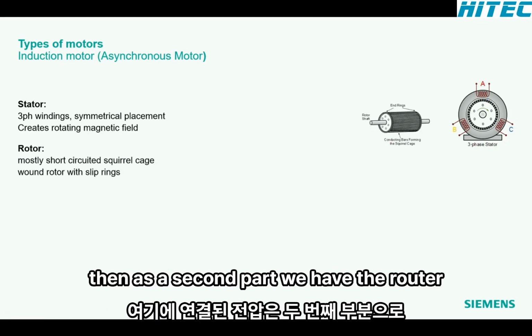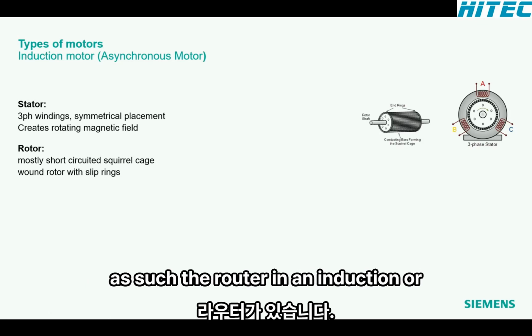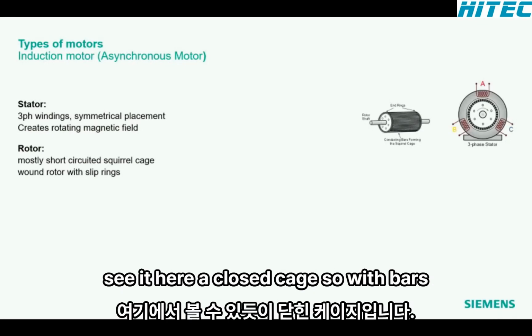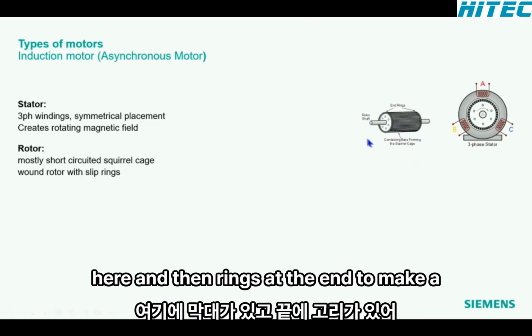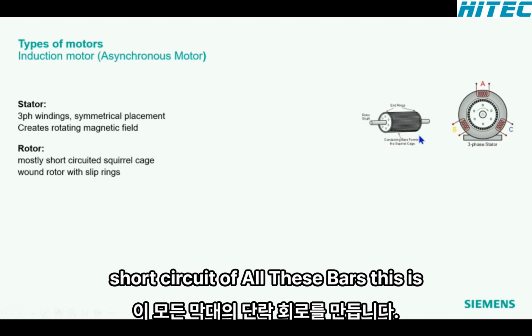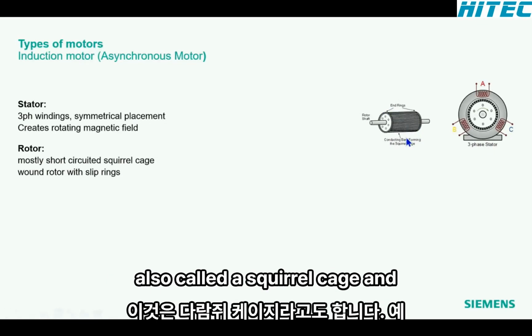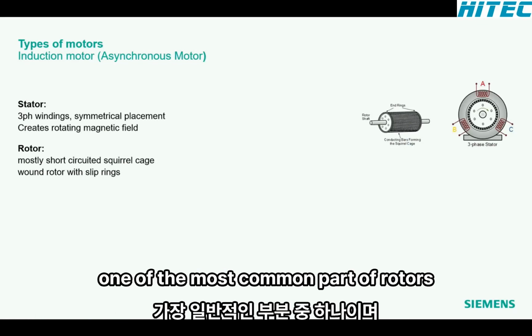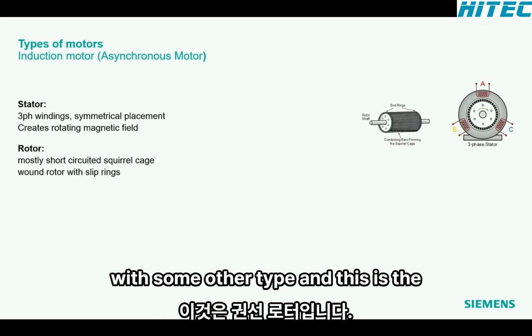Then, as a second part, we have the rotor as such. The rotor in an induction or asynchronous motor very often is, as we see it here, a closed cage, with bars here and then rings at the end to make a short circuit of all these bars. This is also called a squirrel cage. And this is, let's say, one of the most common types of rotors, with some other type.